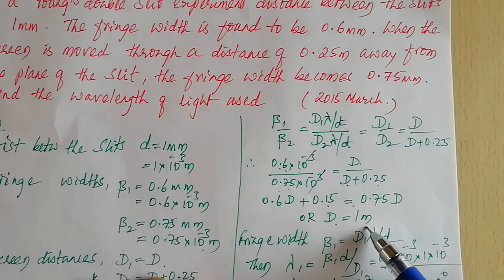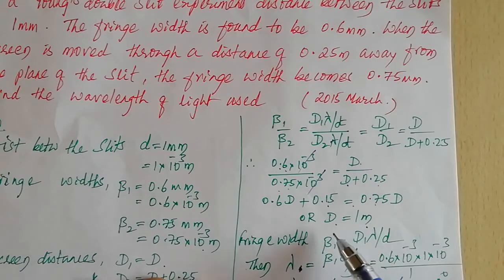So the distance of the screen from the plane of the two coherent sources comes out to be 1 meter. Then for fringe width beta 1, we have the relation D1 lambda by d. Rewriting this expression for wavelength, lambda equals beta 1 d divided by D1. In the sum we are asked to calculate the wavelength of light. First we calculated the screen distance, thereby we calculate the wavelength using the expression for fringe width, beta 1 equals D1 lambda by d.